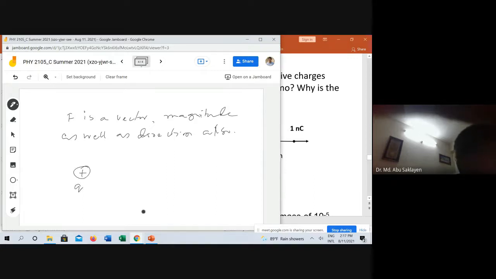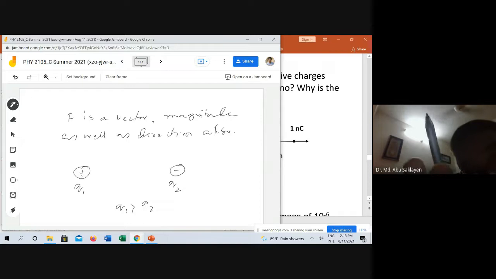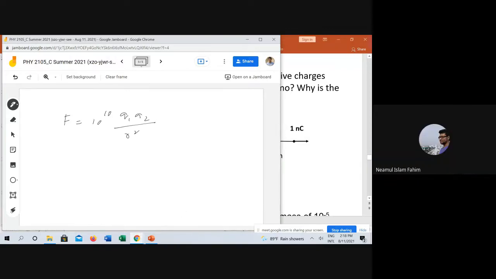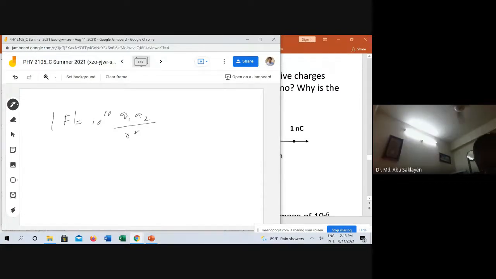So suppose you have a plus q charge here and a minus q charge here, q1 and this is q2. Considering q1 greater than q2, what will be the force between them? Very simple, using Coulomb's law, F equal to k q1 q2 divided by r square, right? This is the magnitude of the force. What is the direction now? Tell me.